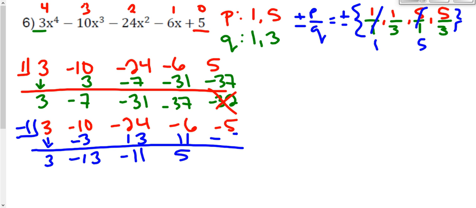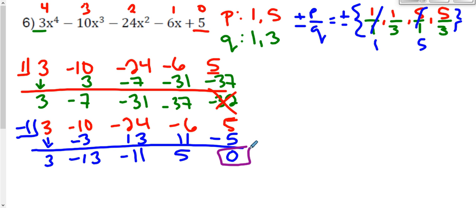Oh, I wrote my math wrong. I was like, this should work. What happened? I made a mistake here. This is supposed to be a positive 5. If you look back up here, this is a positive. That was my mistake. Now, when we add up and down, we get a remainder of 0. So this negative 1 does work.